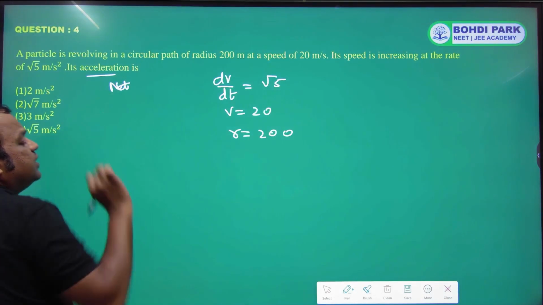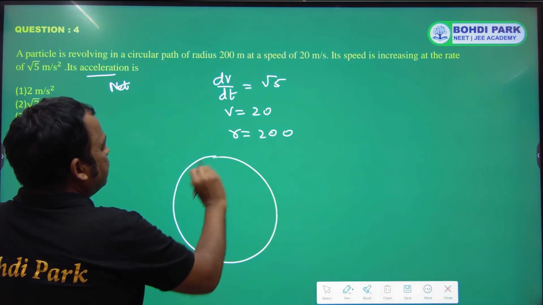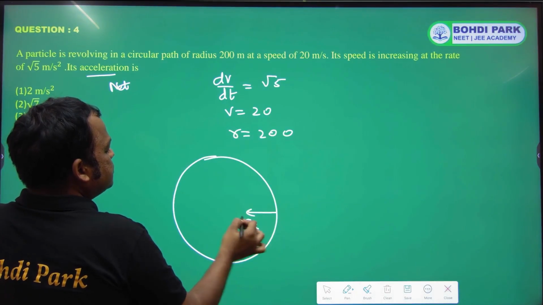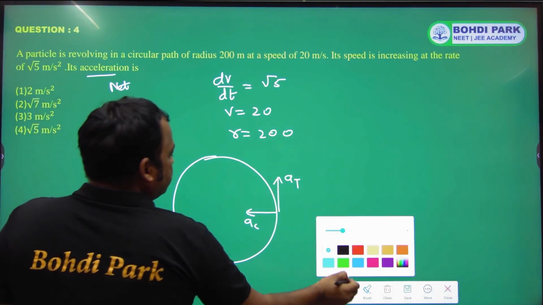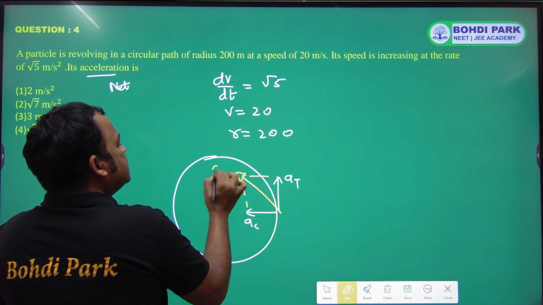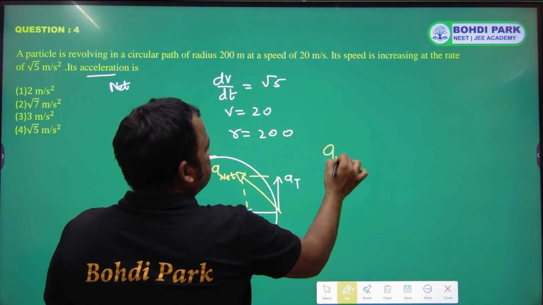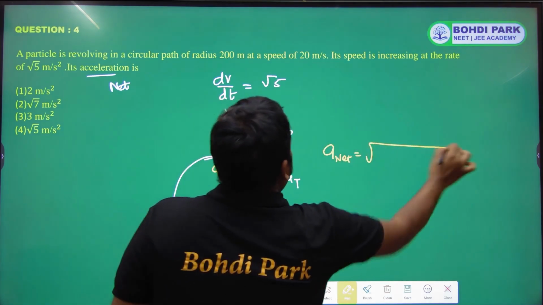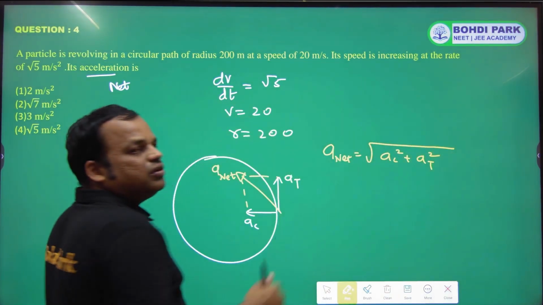Now we know that there are two accelerations in circular motion. One is AC, which is towards center, another is AT. So resultant we have to find. So this is the resultant. This is A net. So A net is equal to square root of AC square plus AT square. So this we have to find.